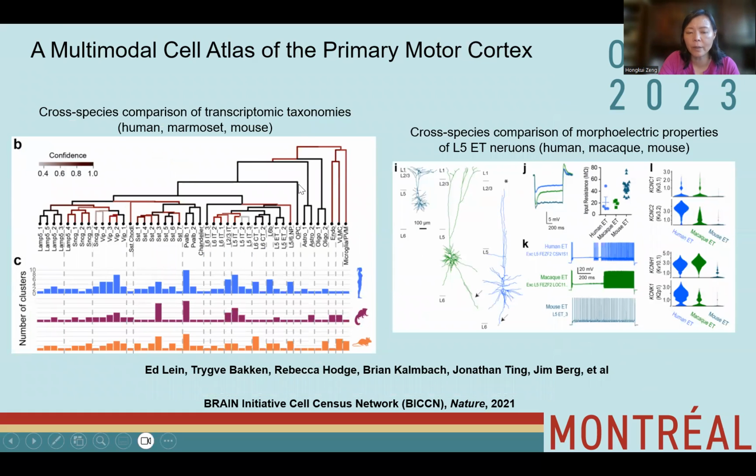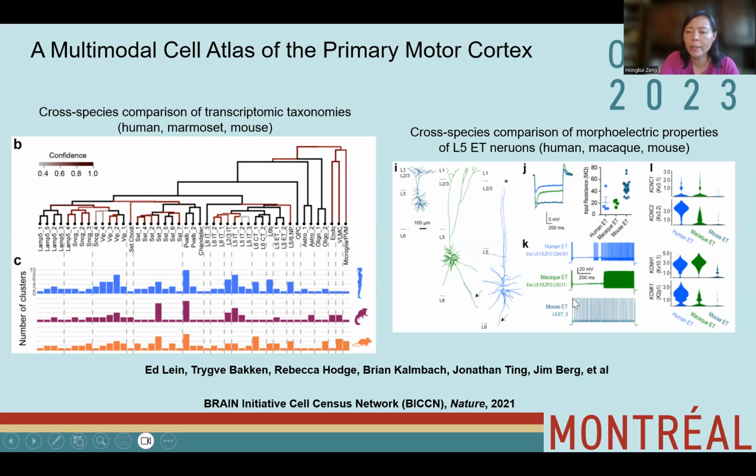So in this next slide, we further illustrate the conservation and divergence of cellular properties across species. On the left-hand side is a consensus transcriptomic taxonomy tree across human, marmoset, and mouse for the primary motor cortex. The major cell types, including all the subclasses and a few major types below the subclasses, are well conserved and aligned across species. At the same time, you can see that there are also a variable number of clusters within each of those major types, and the clusters do not exhibit precise one-to-one correspondence across species.